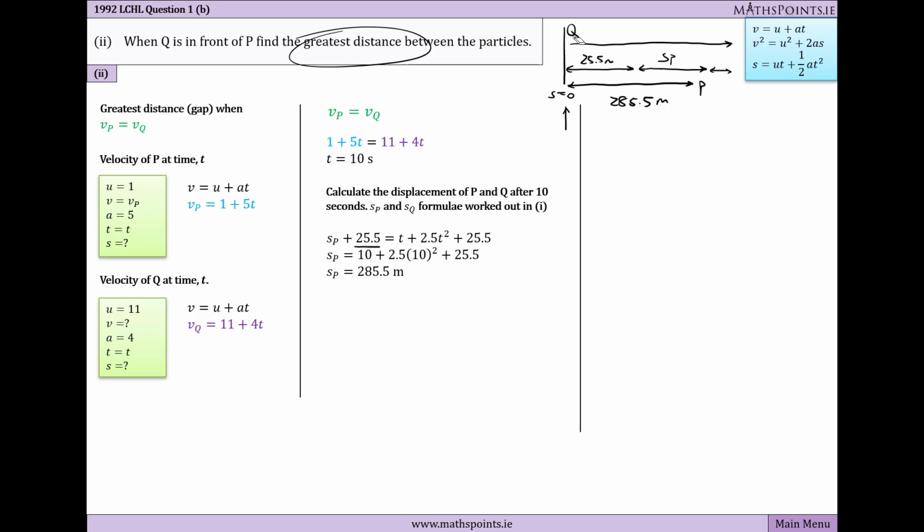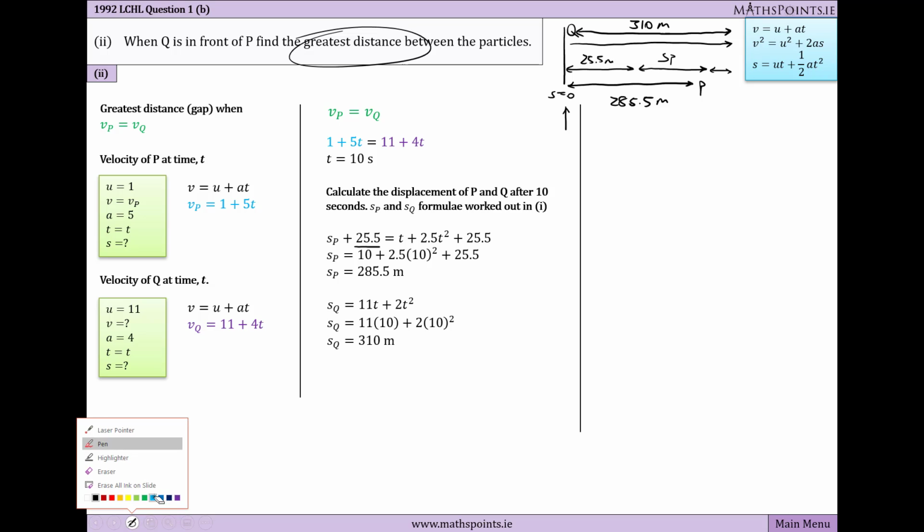285.5 meters. Now remember, Q is ahead of P after 10 seconds, so we're going to find the displacement of Q by subbing 10 into Q's displacement formula that we found in the previous part. So subbing in 10, we get s_Q is equal to 310 meters. And so Q, from its original starting place, has travelled a distance of 310 meters.